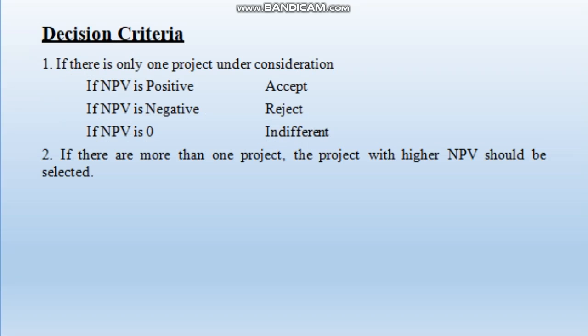Let us see what the decision criteria are for net present value. If there is only one project under consideration and the NPV is positive, then that particular project is accepted. If NPV is negative, then that project is rejected. If NPV is 0, then it is considered indifferent. If there is more than one project, the project with higher NPV should be selected. So these are the two decision criteria for NPV.